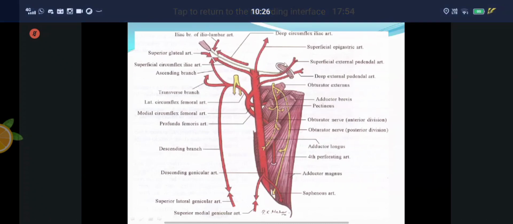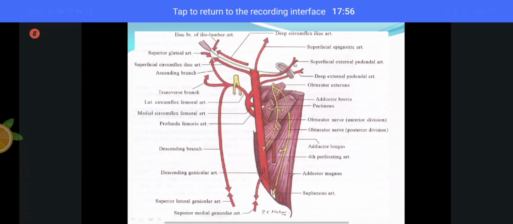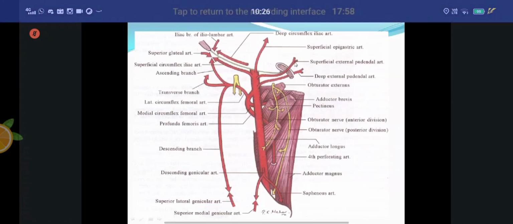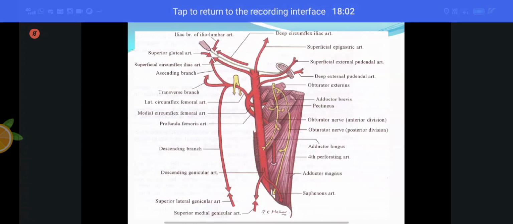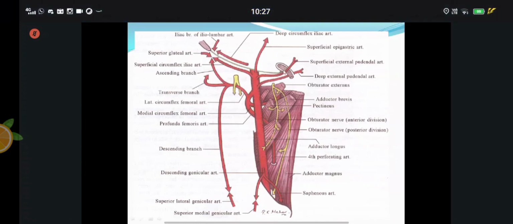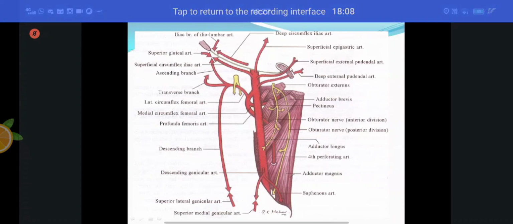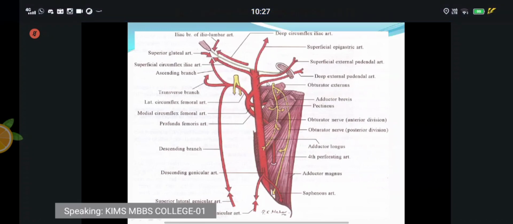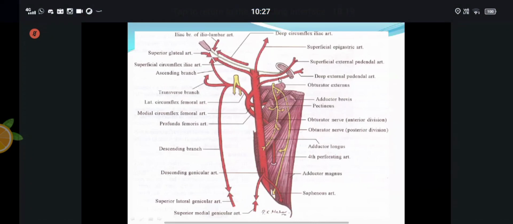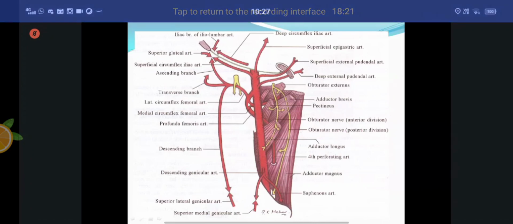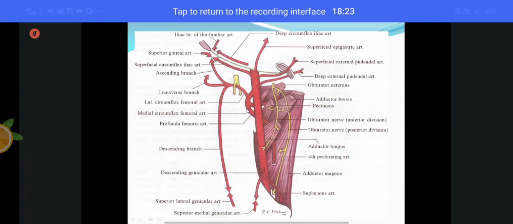And the third branch you see here, which is passing in front of the inguinal opening, the superficial inguinal opening. What is this branch? This is called the superficial external pudendal artery. Pudendal, where you study all the structures in the perineum, I am not going to touch that now. And the artery which is deep to it is the deep external pudendal artery.